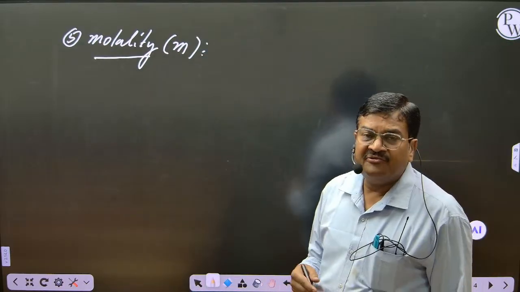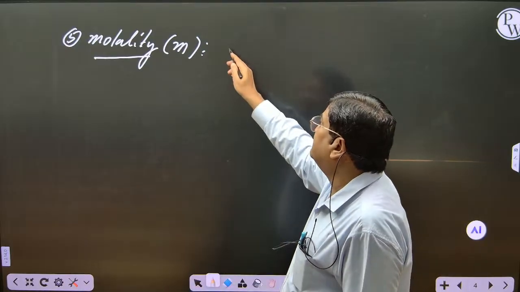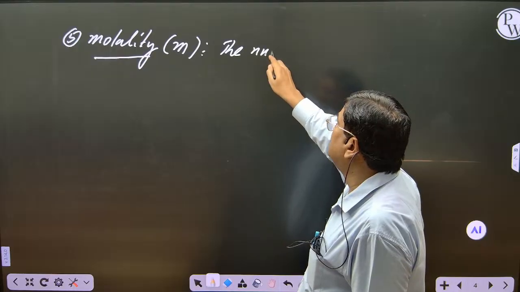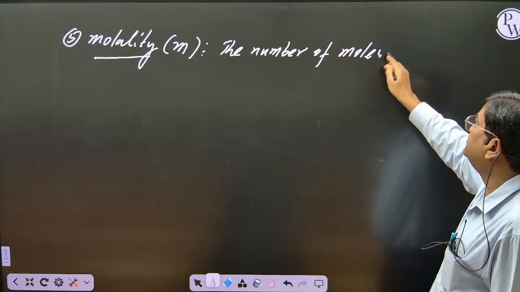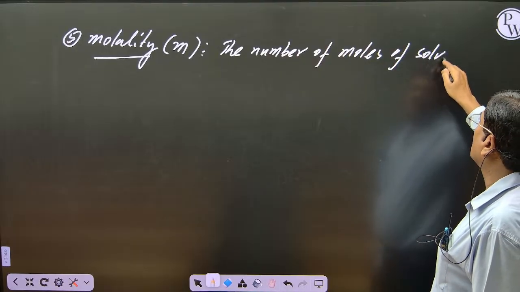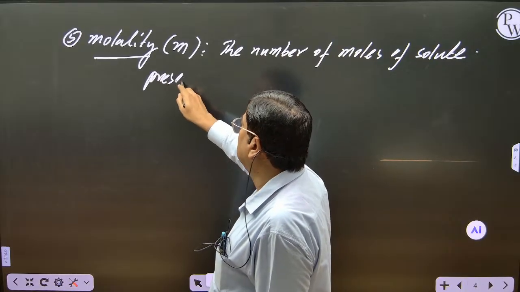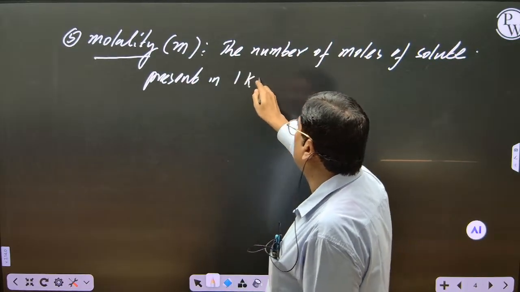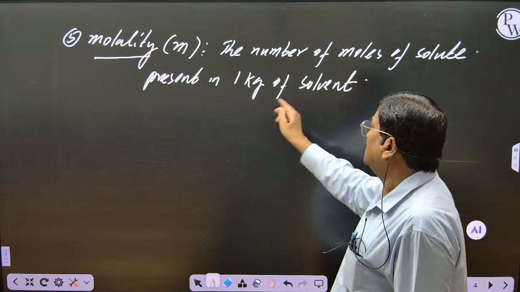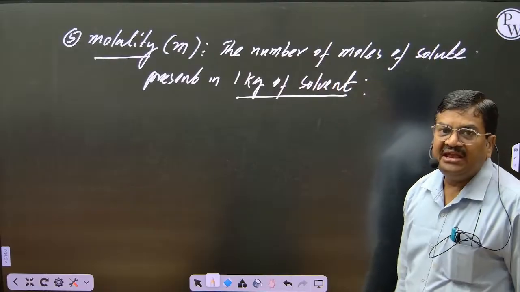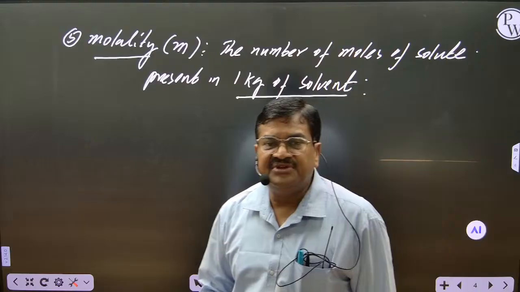Now what is molality? Say, the number of moles of solute present in 1 kg of solvent. Right, that is the definition. The number of moles of solute present in 1 kg of solvent. This is what we define for molality. Understood? So molality is nothing but how many moles are present in 1 kg of the solvent.